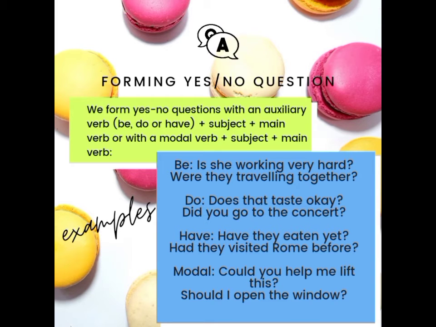The last one using modal. Yang terakhir menggunakan kata kerja modal. Here we use the word could and should. For example, could you help me lift this? And should I open the window?